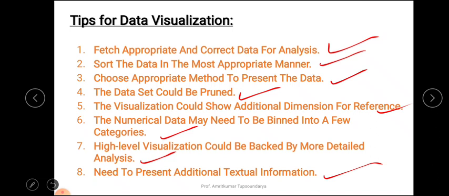So if the results which we have obtained after the visualization are not readable by the layman or not easily understandable, additional information is required to understand the whole story, required to explain those extraordinary results. So these are the tips for the data visualization, right? So I think that's all for the visualization part.